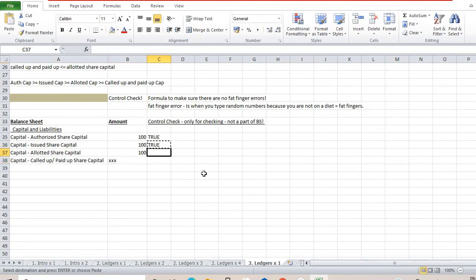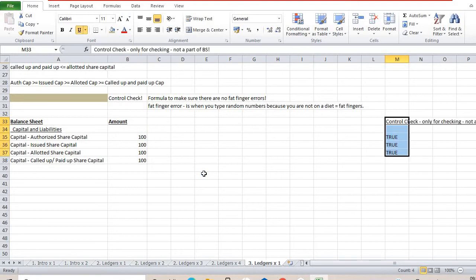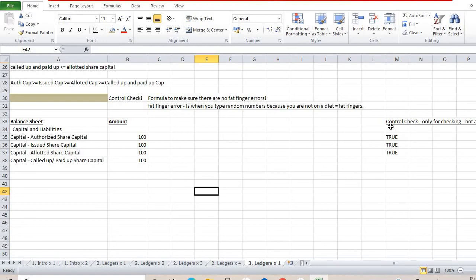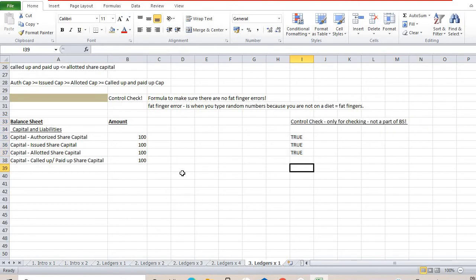Similarly, let us put for allocated share capital, right? Similarly, make your testing to make sure your control checks are all in place. So there are two ways you can do these control checks. You can put the control checks in here, or you can just put the control checks in the side so that the control checks will be present, but at the same time, it will not hamper your balance sheet's progress at any point in time. Okay, so this is our control check. So for the first time in our financial modeling reading, we have now come across something called a control check.